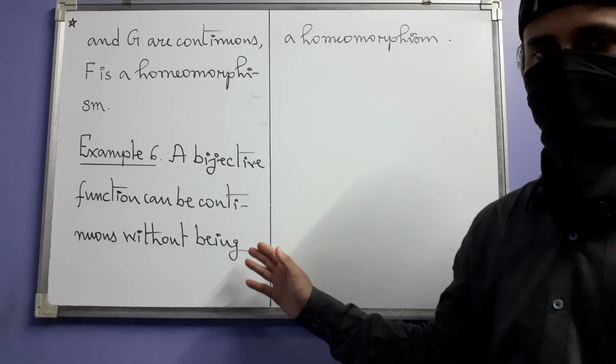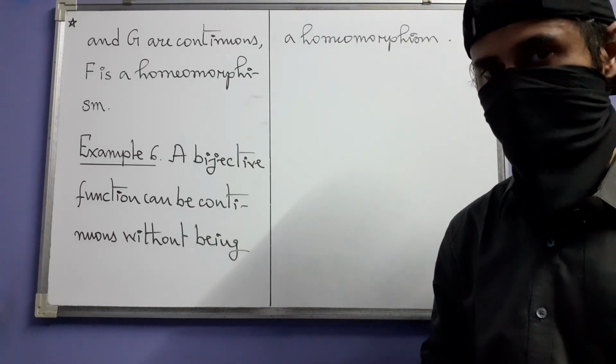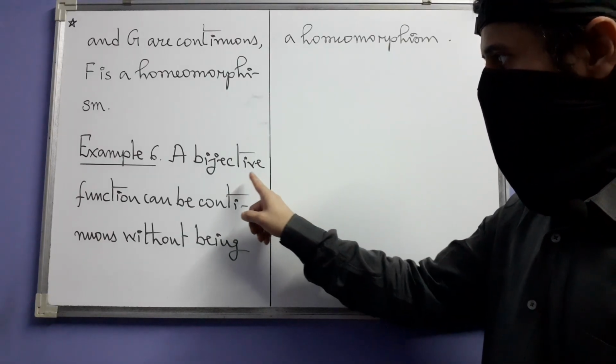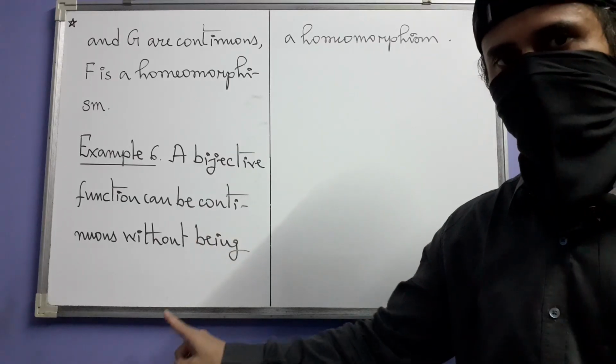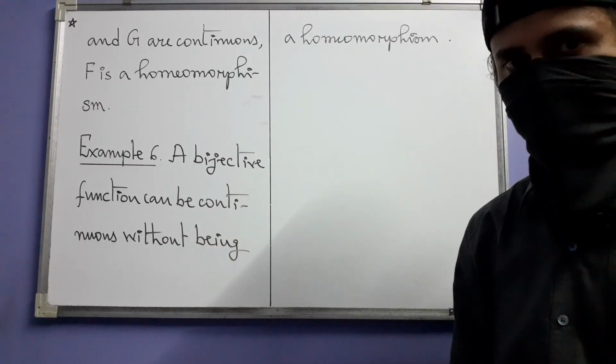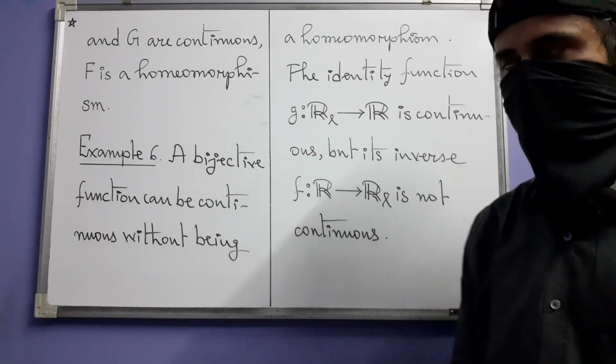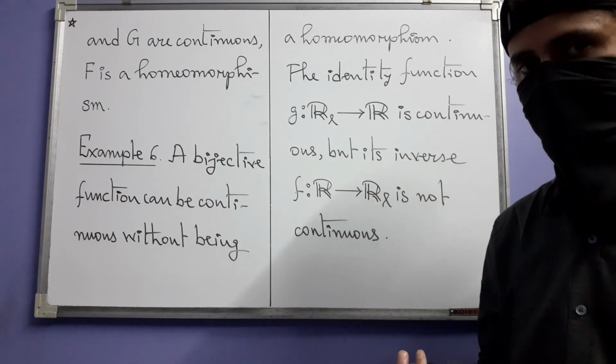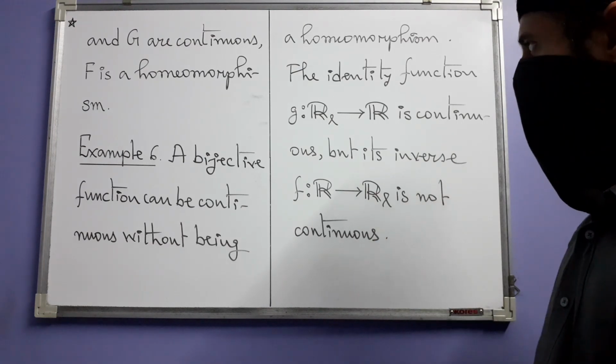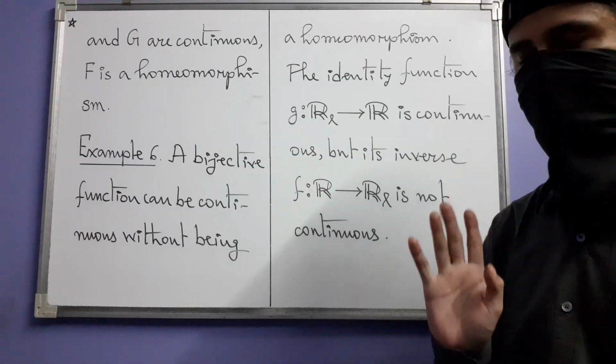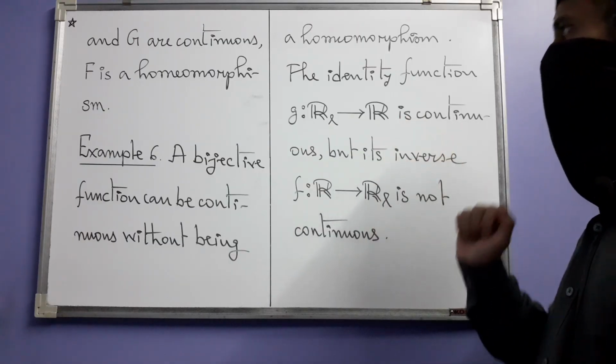Next we have example 6, which actually is a non-example. It states that a bijective function can be continuous without being a homeomorphism. And the perfect example is what we have already seen in the previous video. Previous video or the one before that, I don't remember, but we have already seen this example.